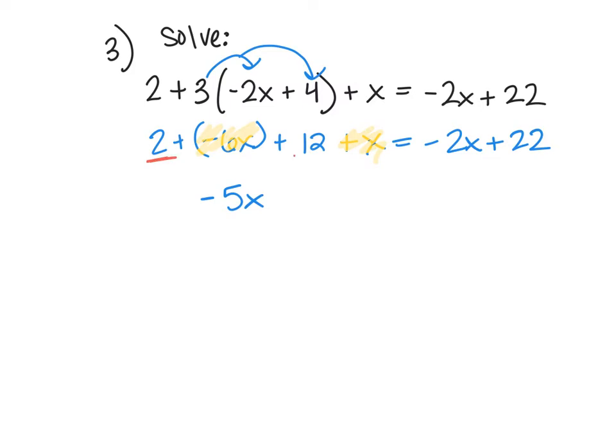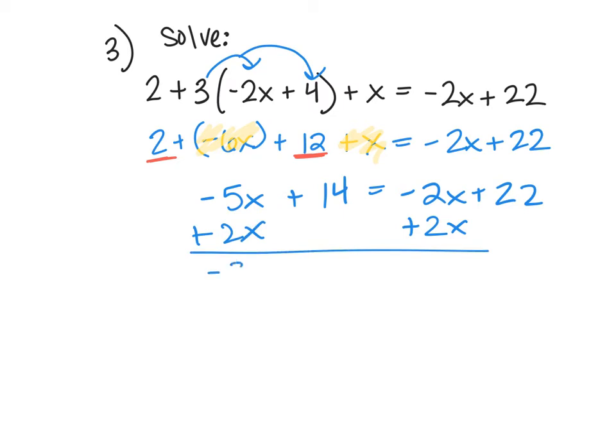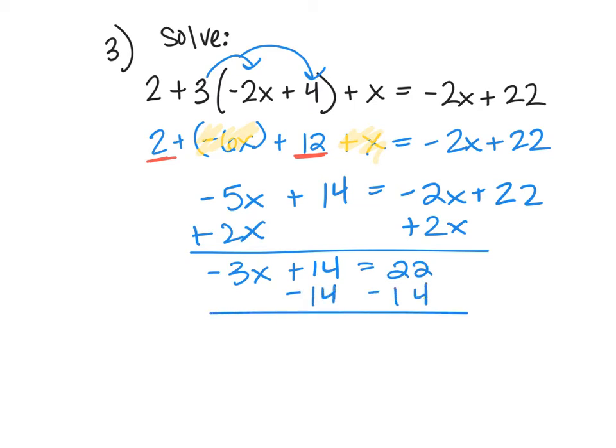And then I'm going to combine the 2 and the 12. That's going to give me 14. And then on the right side, that has remained unchanged because I haven't done anything with that yet. So I'm going to go ahead and add this 2x to the left side from the right side. And that's going to give me negative 3x plus 14 is equal to 22. Then we're going to subtract 14. And I'm going to get negative 3x is equal to 8. Then when you divide by negative 3, we get a fraction, so our answer is going to be negative 8 thirds.